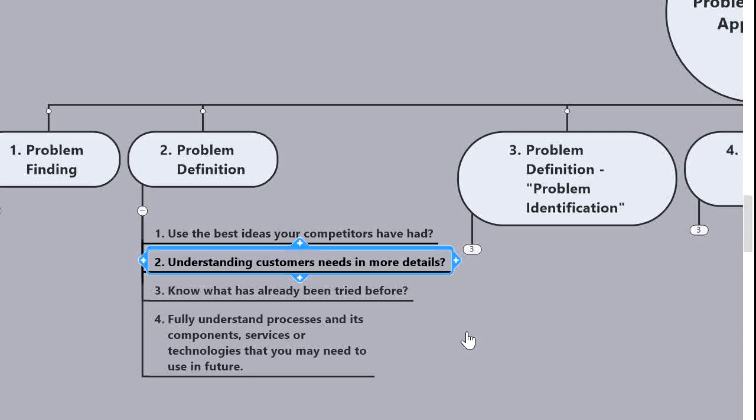Understanding customer needs in more detail. As a matter of fact, I mentioned in the first phase of problem finding that you would not be able to find customer needs unless with two things. Either you study the customer complaints, and this is the golden mine, as I mentioned, and you will come up with ideas of what the customers are actually looking for.